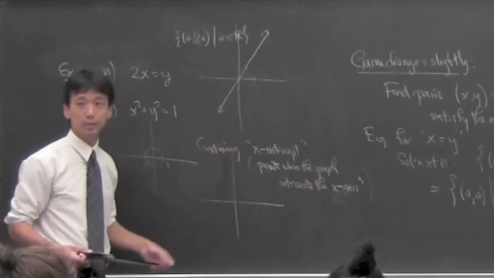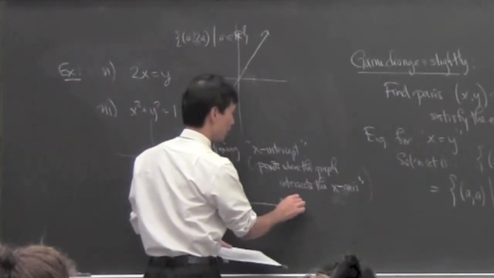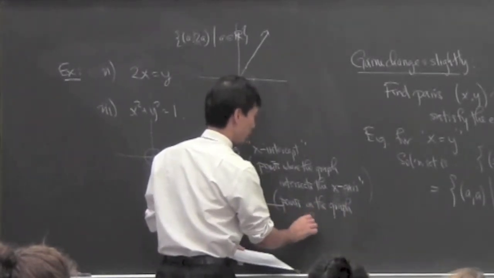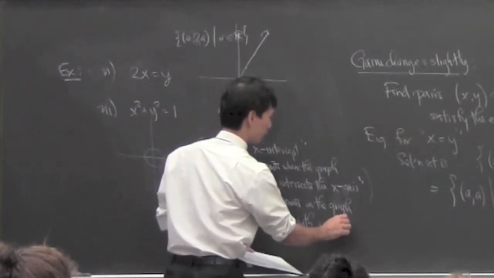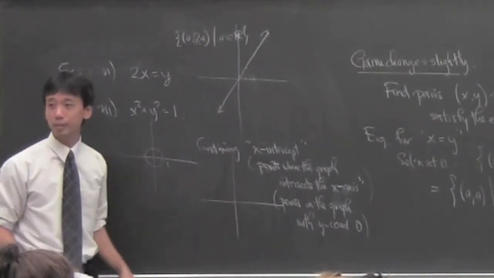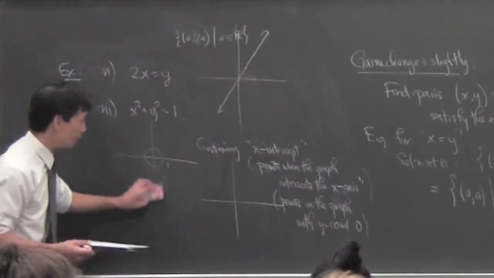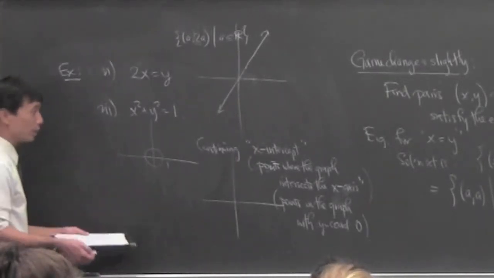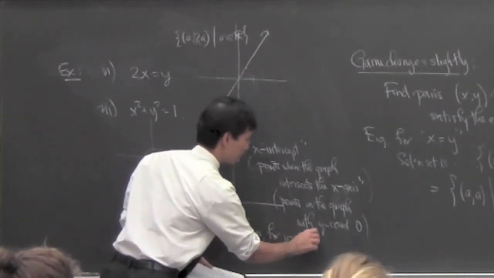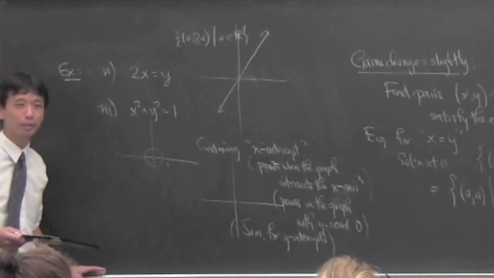Y-intercepts are points where the graph intersects the y-axis, points on the graph with x coordinate 0. And x-intercepts are points on the graph with y coordinate 0, where the graph intersects the x-axis. I'm pretty sure you all know how to find x-intercepts, and then similarly for y-intercepts.